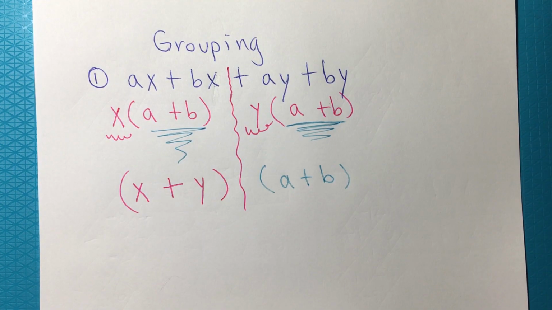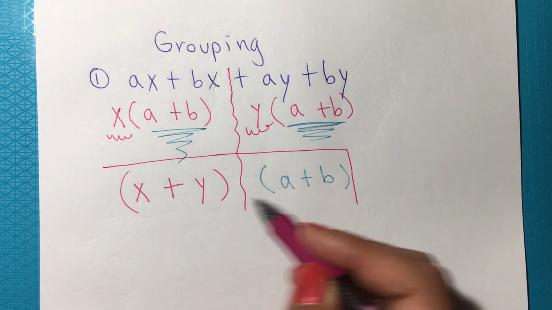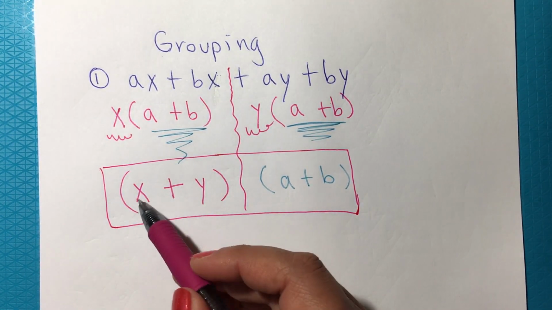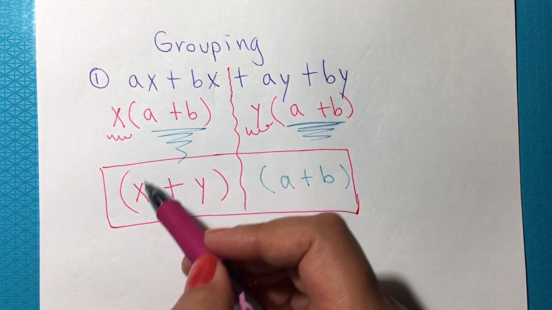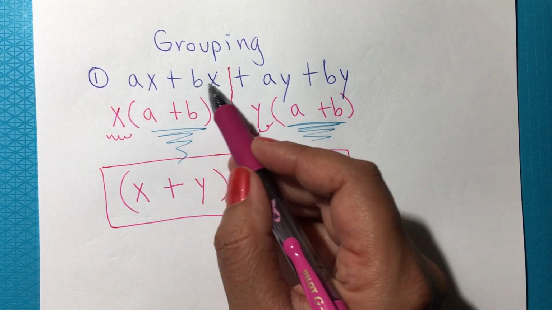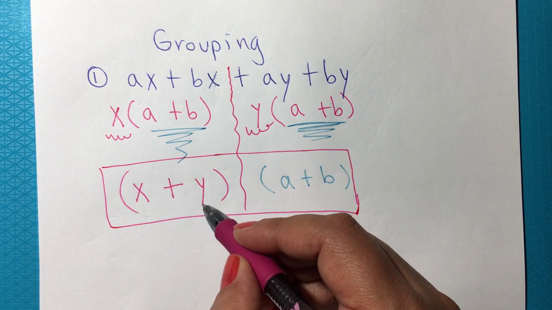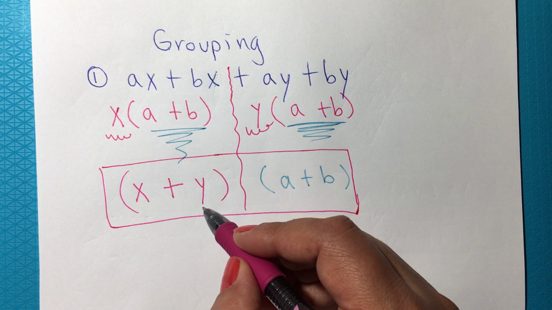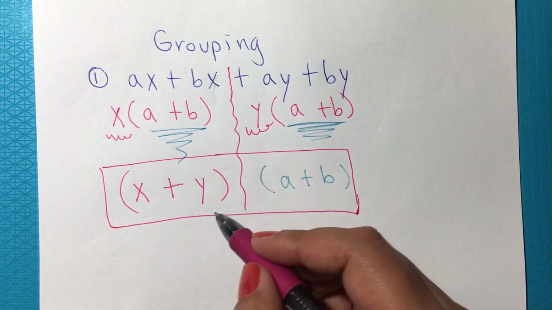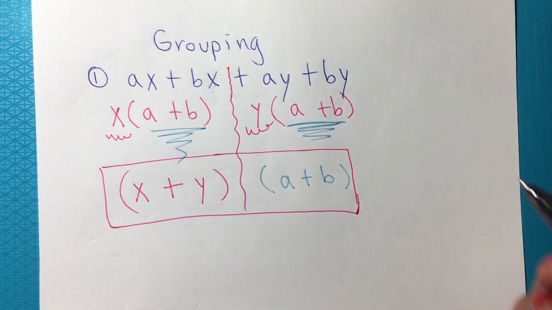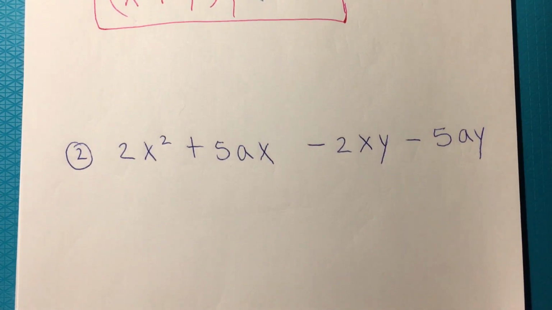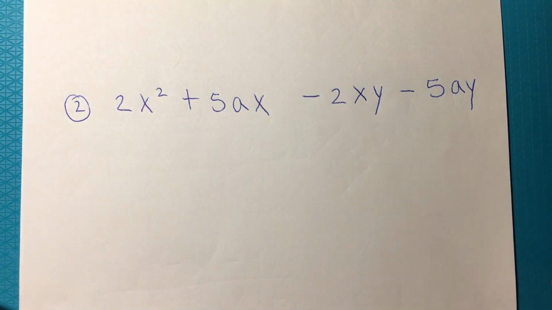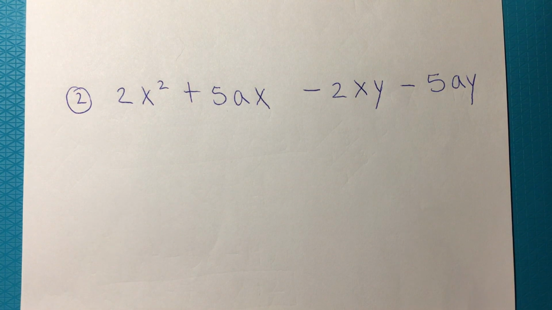Now if you think about it, that's all it's asking to do. But if you think about it, x times a is ax, x times b is bx, and then the double distributive property, the second one will be y times a is ay, and y times b is by. Okay, so let's do another example of grouping before we go into factoring.